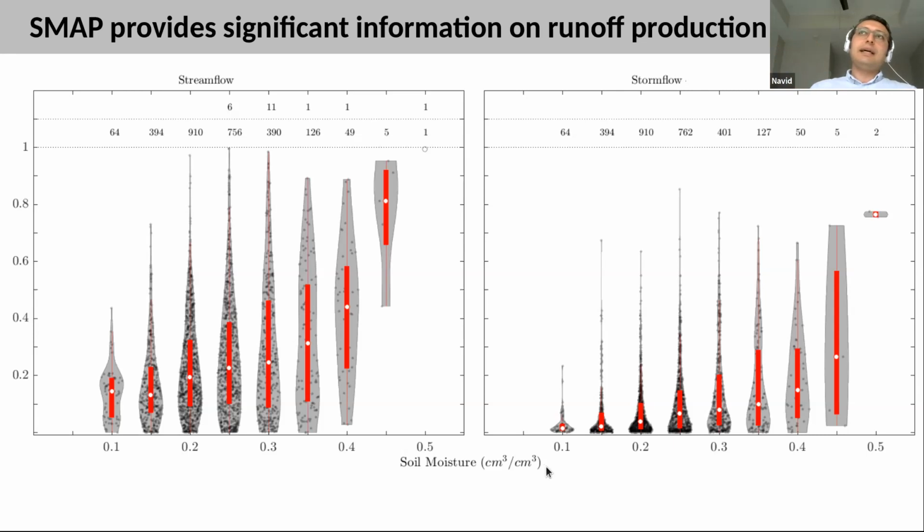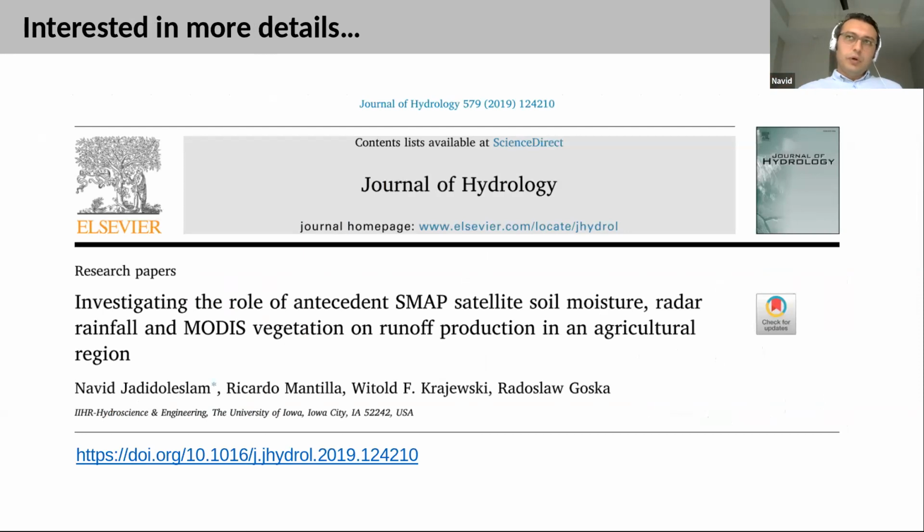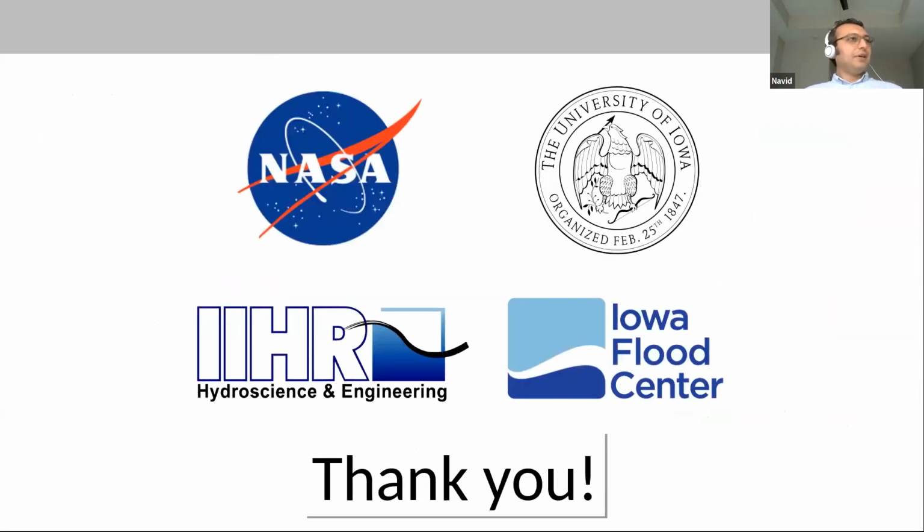And that showed that the SMAP satellite provides significant information for predicting runoff production. For more details, I have also looked at the vegetation effect on runoff production from Maurice. You can take a look at the paper as well. That's all I have. I wanted to keep it short in the interest of time.